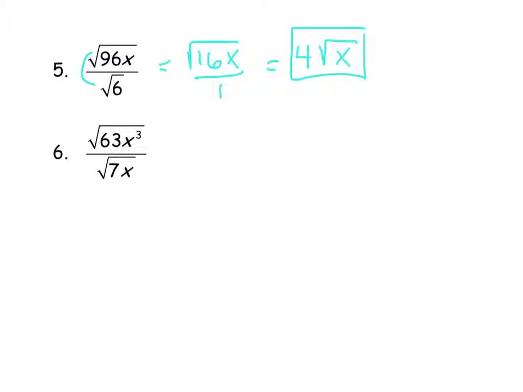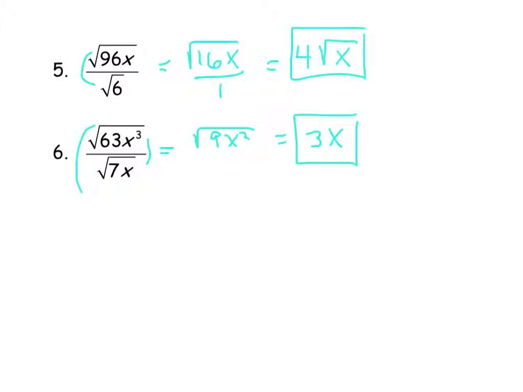All right, last one in this part. It's not the end of the video though, so don't quit on me. I take the square root of 63 divided by 7, so 63 divided by 7 is 9, and x cubed divided by x to the 1st, you subtract and you get x squared. Then this is easy because these are perfect squares. The square root of 9 is 3, the square root of x squared is x. So there's my answer.